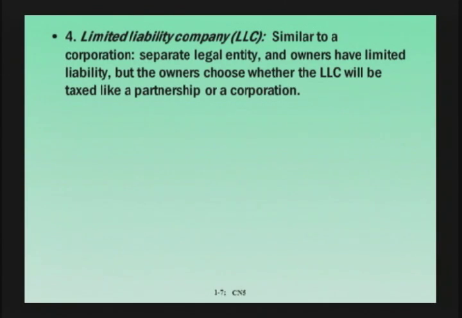The fourth form is a limited liability company, which is a more recent innovation than the other forms, and this allows firms to choose whether to be taxed as partnerships or taxed as corporations. And as the name implies, they limit the liability to the investment just like corporate shareholders have limited liability, but their tax treatment is more flexible.